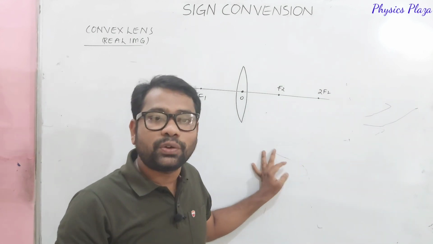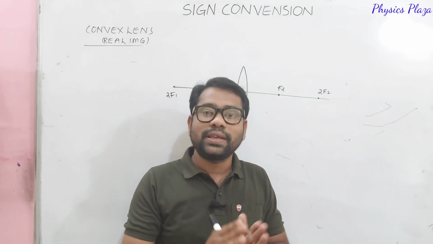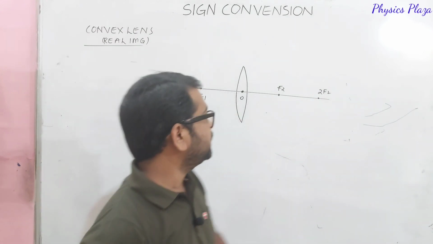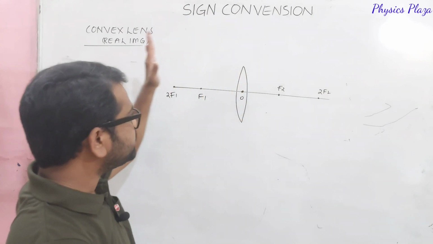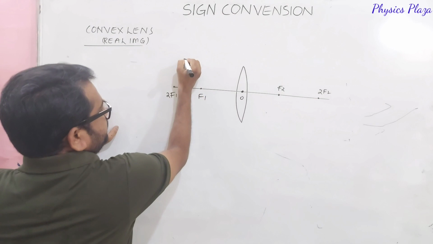And so the second point is what? According to the sign convention, second point, dear children, the object must be placed on the left side of the lens only. That is, here is a convex lens, so on the left side we have to put it. So somewhere, let us say, here is the object.